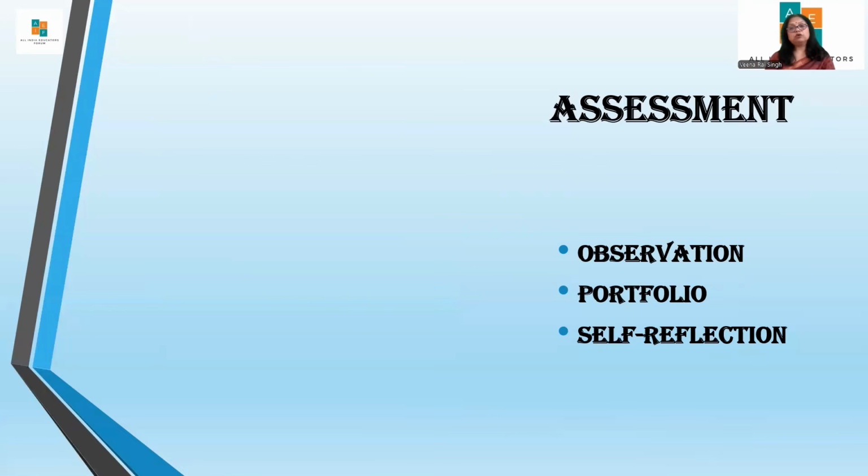It will be through observations, where the teacher is observing, where peer observation is taken, and even the parents' feedback is taken into account. Portfolios, where the children are supposed to do certain activities which will be attached along with their holistic report card. Self reflection, where the child assesses themselves and writes about what they have learned, how they have learned, and what the experience was, everything.